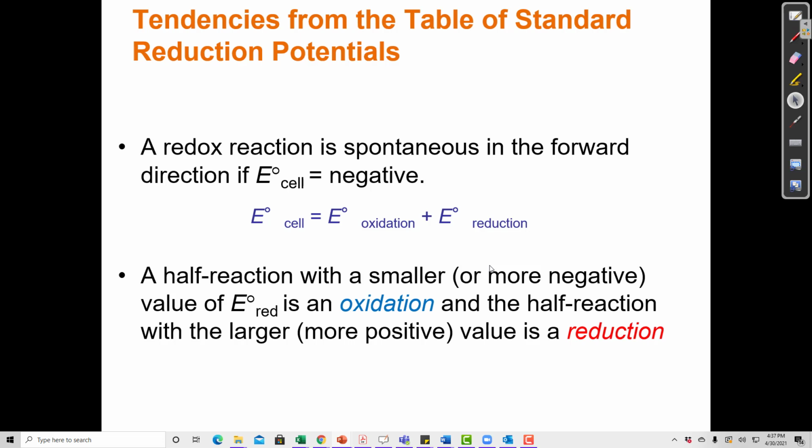A redox reaction is spontaneous in the forward direction when the cell potential is positive. So now we know that something is spontaneous in the forward direction when delta G is negative. We just covered that. Delta G is negative, that's spontaneous. Something is spontaneous in the forward direction if the equilibrium constant K is large. And now we have another one. Something is spontaneous in the forward direction if the cell potential is positive. So a half reaction with a smaller or more negative value of the reduction potential is an oxidation, and the half reaction with the larger value is a reduction.